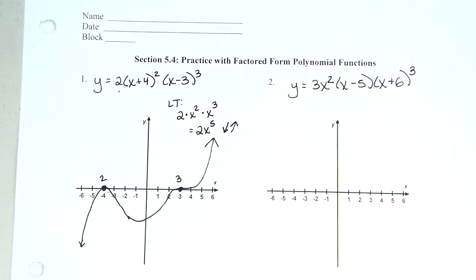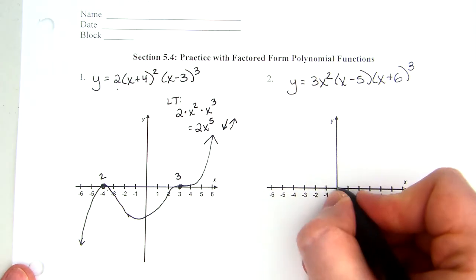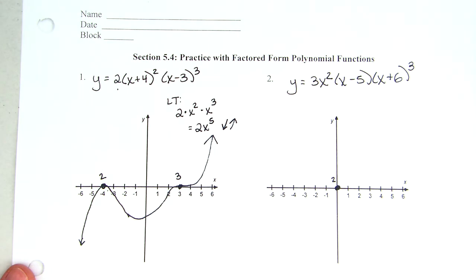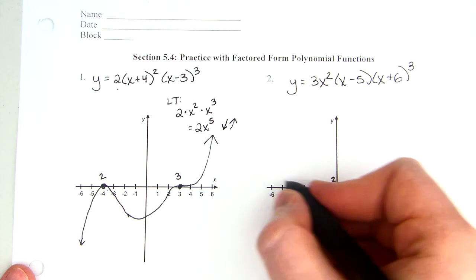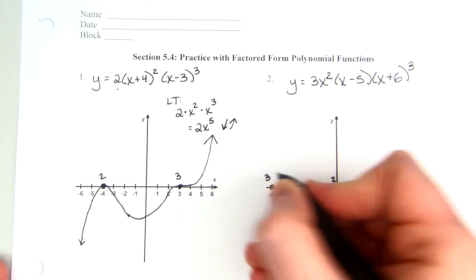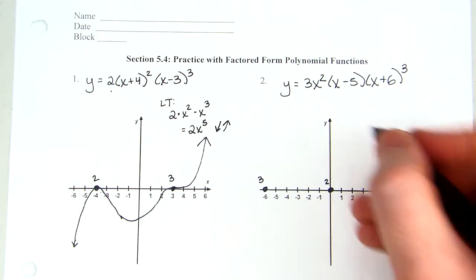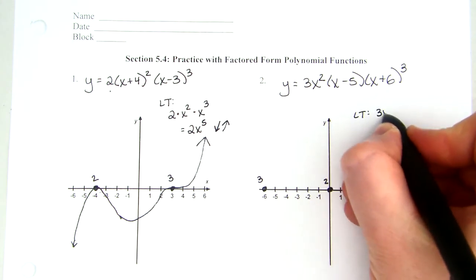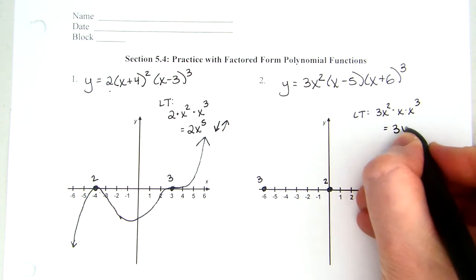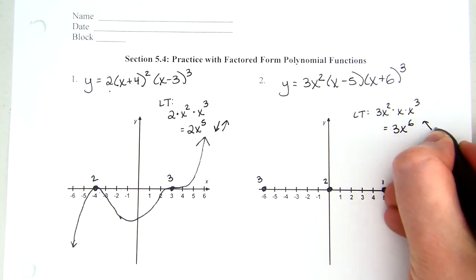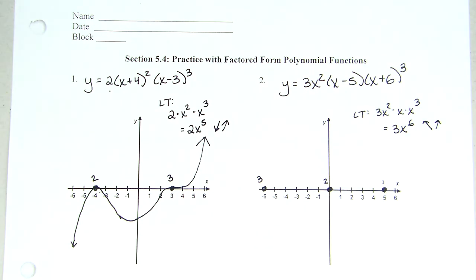See if you can find your roots and their multiplicities, the leading term, and the end behavior. The x squared up front is going to give me 0 with a multiplicity of 2. X minus 5 will give me 5, multiplicity of 1. X plus 6 will give me negative 6, multiplicity of 3. Leading term, 3x squared times x cubed, so I'm getting 3x to the 6th, which is up to the left, up to the right. See if you can graph it.